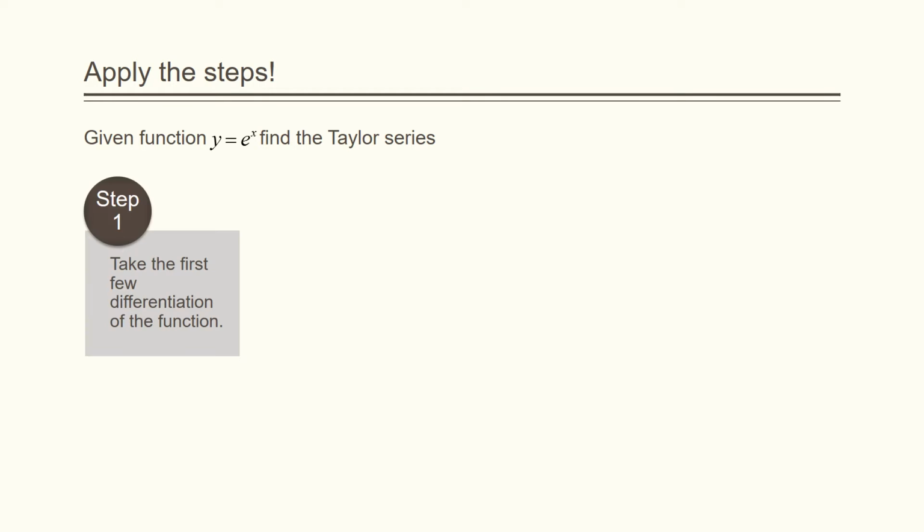Here we have an example of the Taylor series in which we have a given function y equals e to the power of x, and we're trying to find the Taylor series expansion. So the first step would be to take the first few derivatives of the function, like so. For e to the x, all the derivatives are exactly the same.